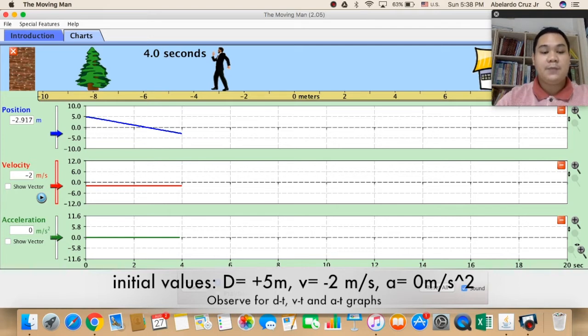Now, in summary, in a position time graph, if we have negative velocity, it will have a negative slope. While in a velocity time graph, it will only have a straight line, but it is placed at negative 2 meters per second.